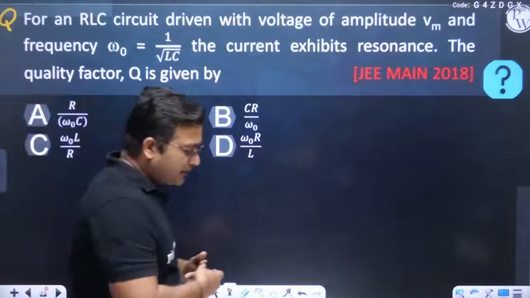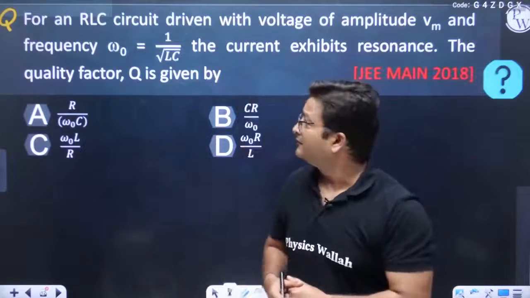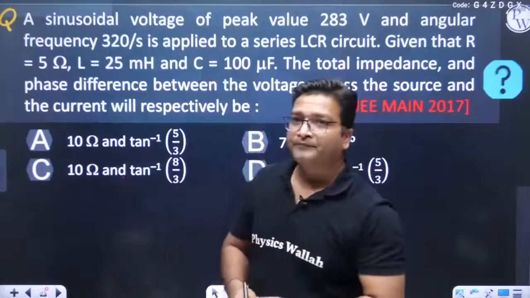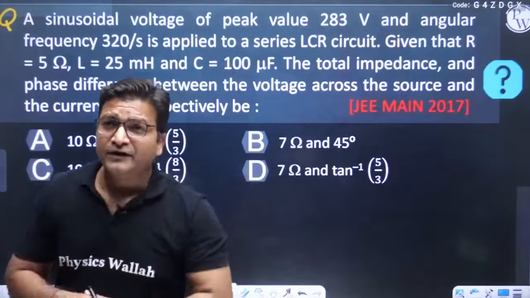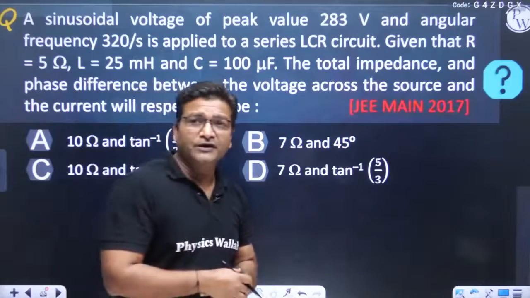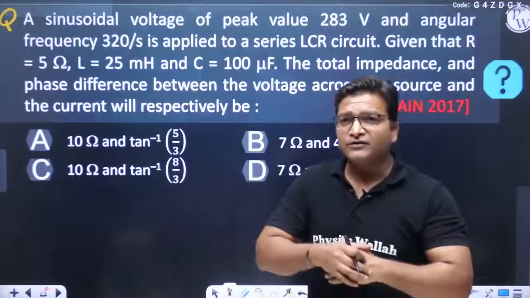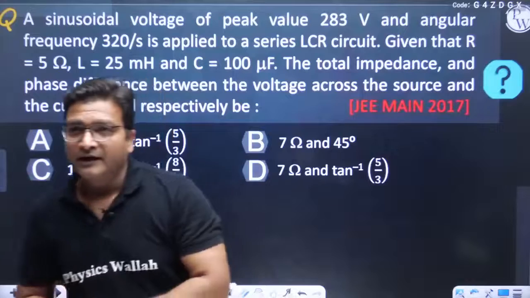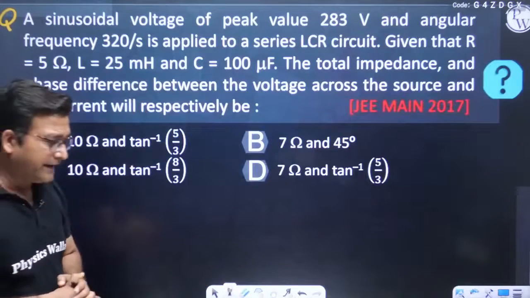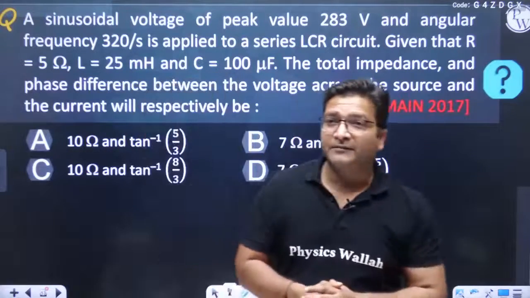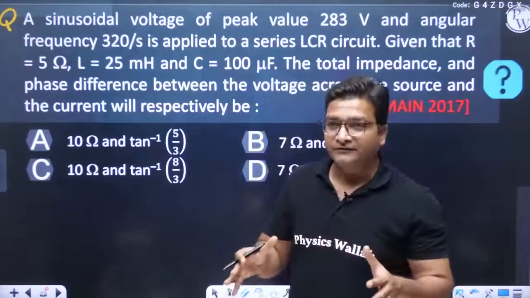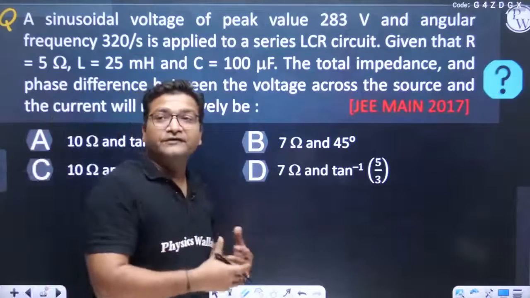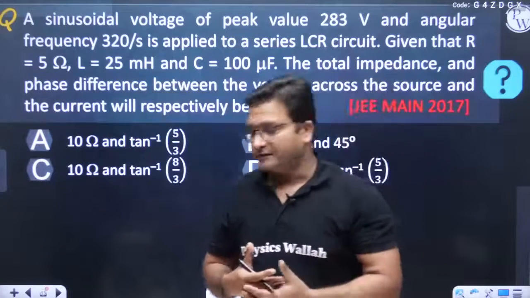Next question. Here again they are saying, I think we have done this question before. A sinusoidal voltage of peak value 283 volt and angular frequency 320 hertz is applied to an LCR circuit. If R is 5 ohm, L is 25 millihenry, C is 100 microfarad, we have to find the net impedance and the phase difference between voltage and current.